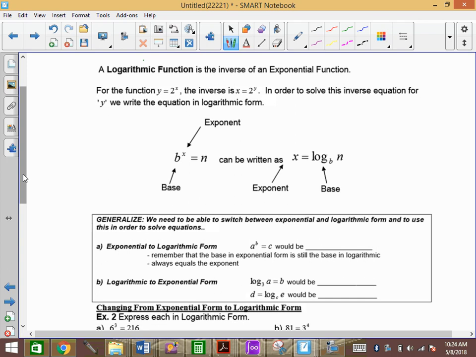So we're going to look at this first. A logarithmic function is the inverse of an exponential function. We know that. For the function y equals 2^x, the inverse is x equals 2^y. In order to solve this inverse equation for y, we have to change it. We have to convert. So you need to memorize this. This is the same as this.